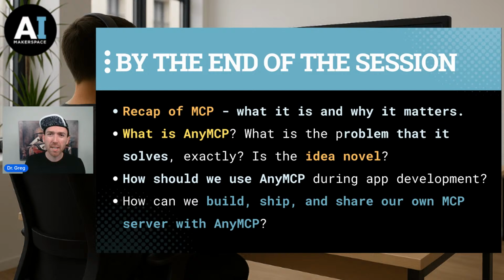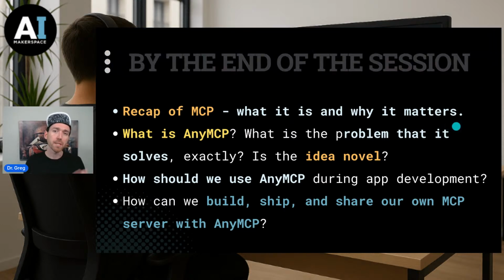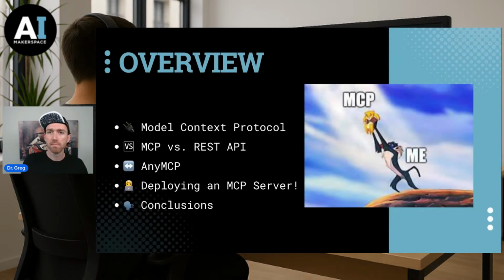Where should you use AnyMCP? How should you use it? And how can we actually use it today? Also, how do we expect to be able to use it tomorrow as the feature set grows, as the security grows, as it becomes a more and more robust tool from Arcee?